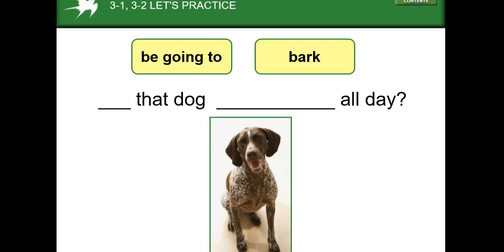Next example. Be going to and bark. Look at the picture too. Be going to bark. Bark is the verb and the subject. So, what is the question? If it is a dog, you have to use the verb be. Is that dog going to bark all day? Is that dog, this is the subject, remember, is that dog going to bark all day?